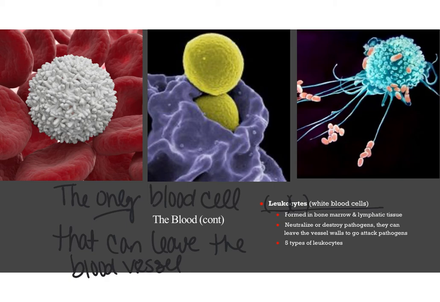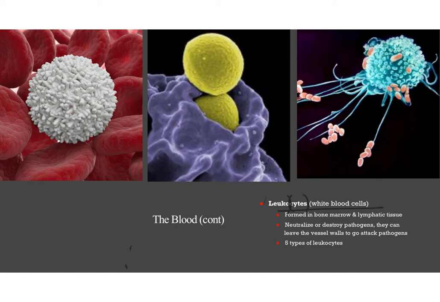All right. So your red blood cells, they can only leave the vessel if there's an injury to the vessel. Okay? Your platelets can only leave the vessel if there's an injury to the vessel. White blood cells, their job is to attack and defend invaders of the body. And so they are capable of leaving the vessel walls to go attack the pathogen.